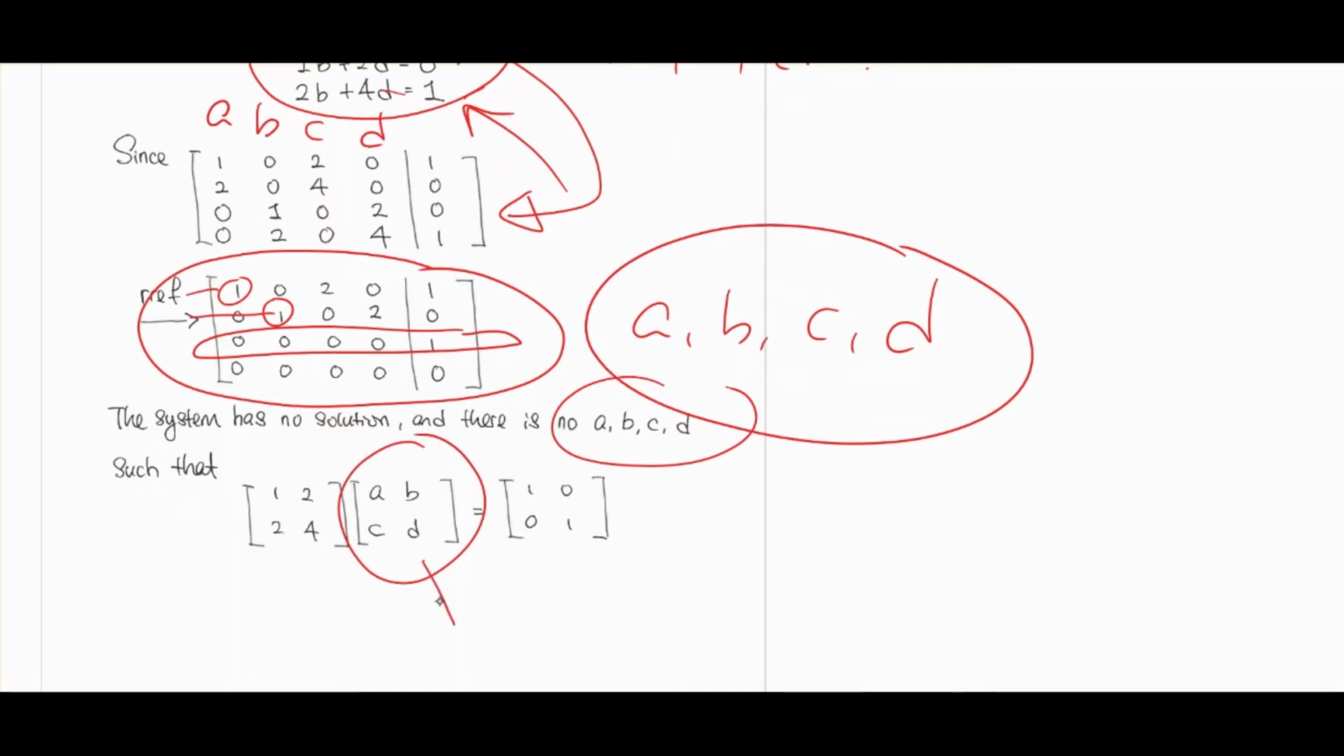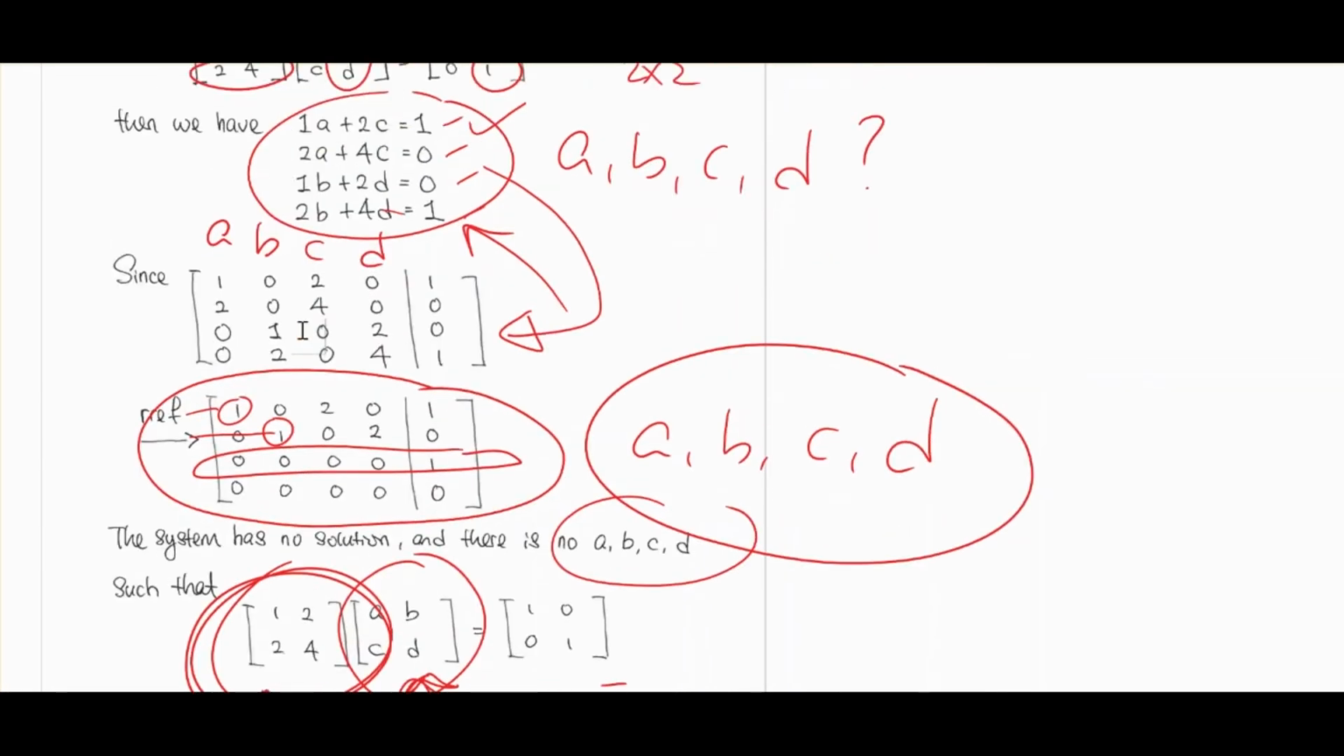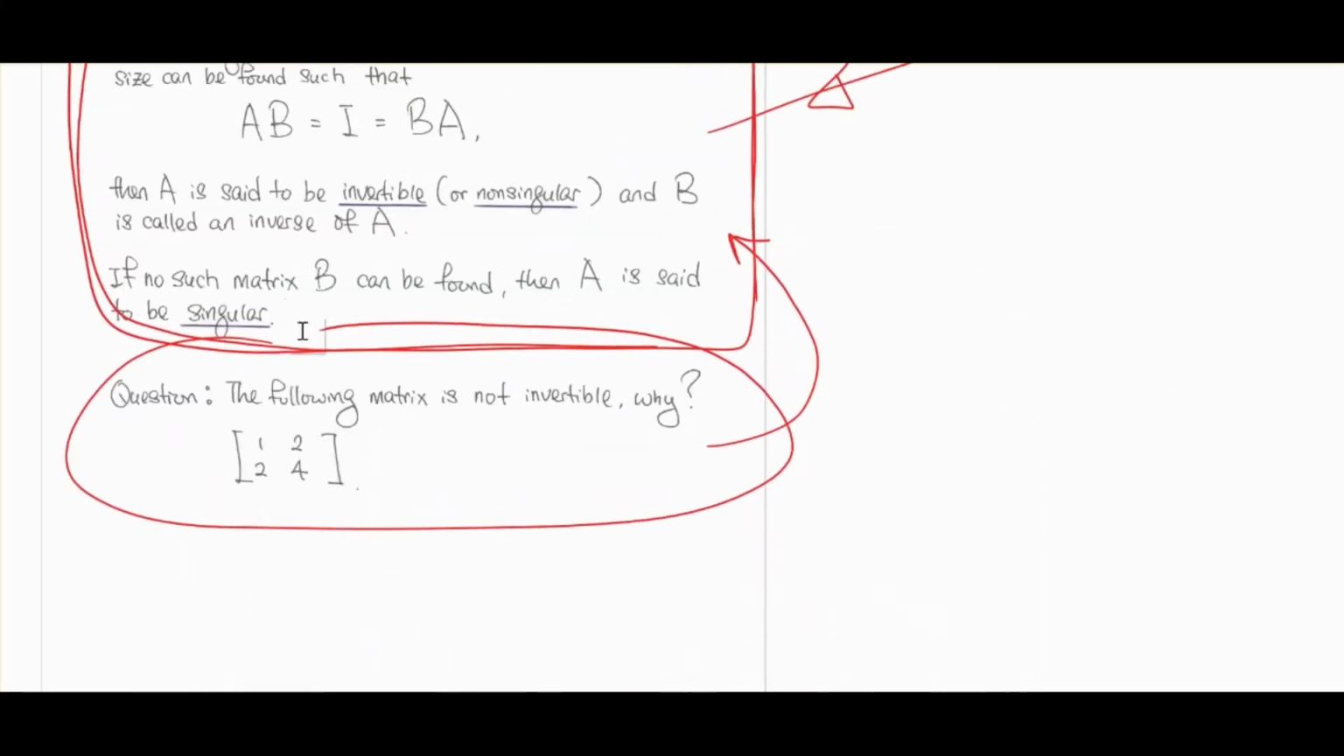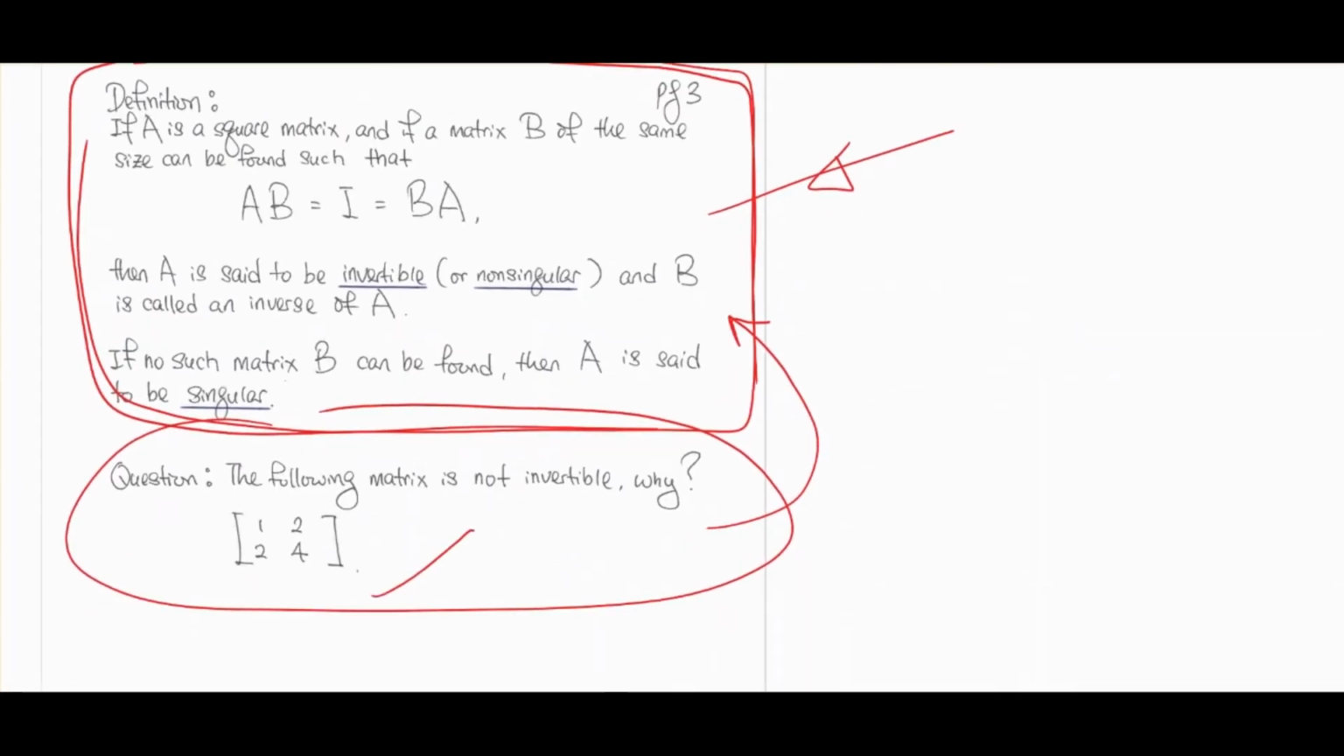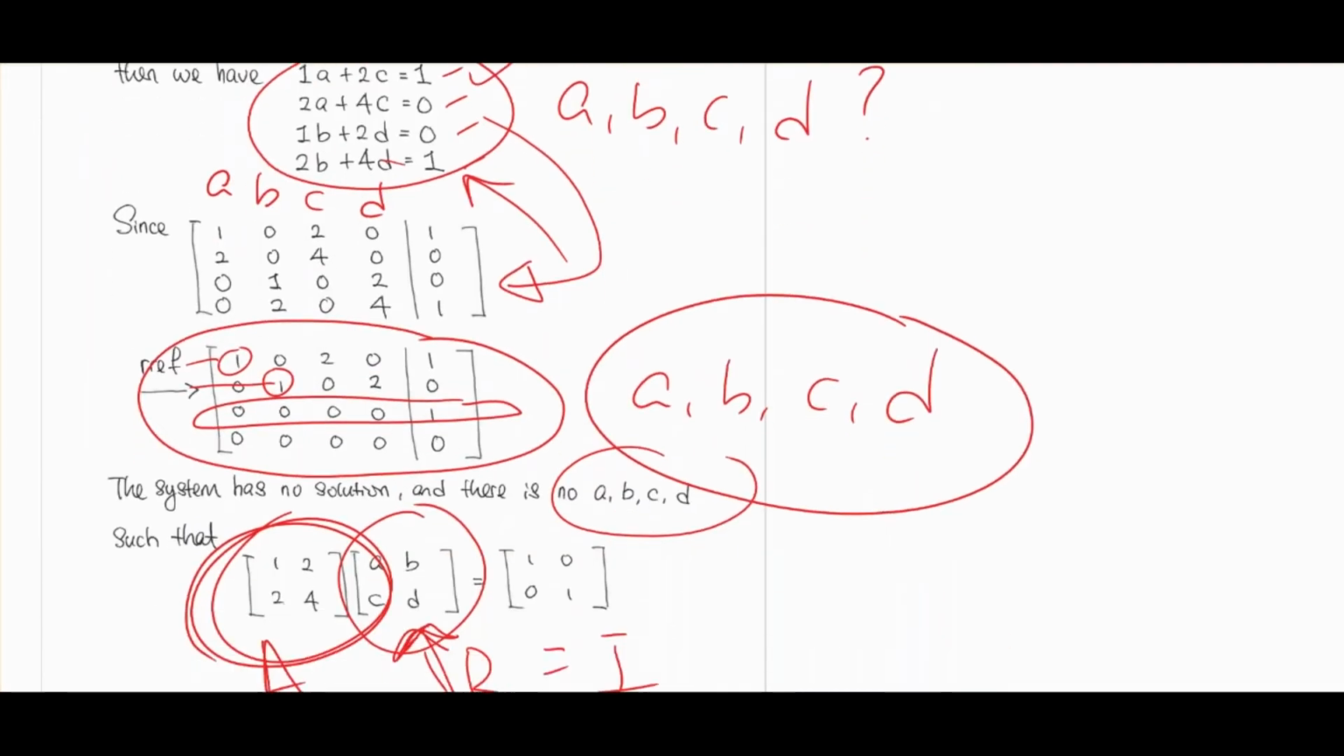Therefore, there's no way you can find a matrix that can do that. So by the definitions, no such matrix exists such that AB equals I. So by definitions, this matrix is not invertible. As you can see, we are not using anything but the definitions to figure out that this matrix here is actually not invertible. Okay, so this is how you apply definitions.